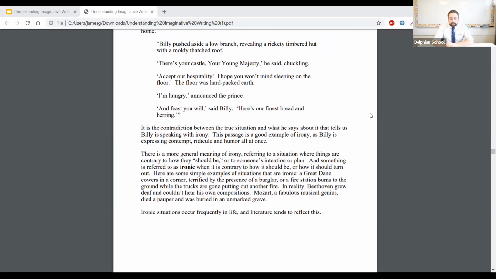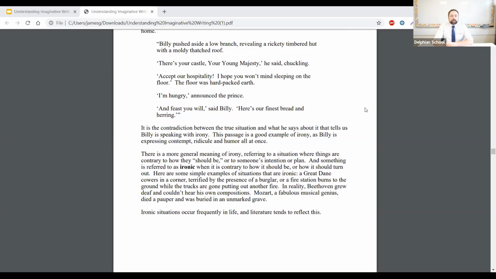A Great Dane, one of those really big dogs, cowers in a corner, terrified by the presence of a burglar. Or a fire station burns to the ground while the trucks are gone putting out another fire. In reality, Beethoven grew deaf and couldn't hear his own compositions. Mozart, a fabulous musical genius, died a pauper, that's a really poor person, and was buried in an unmarked grave. Ironic situations occur frequently in life, and literature tends to reflect this.